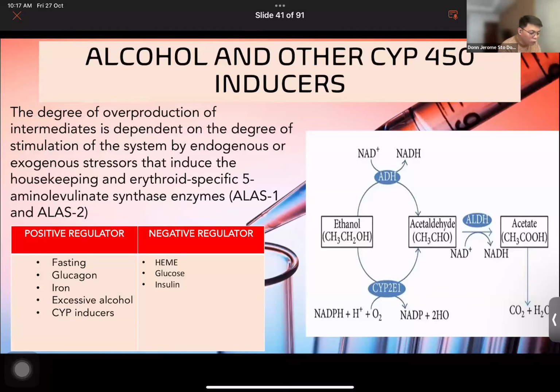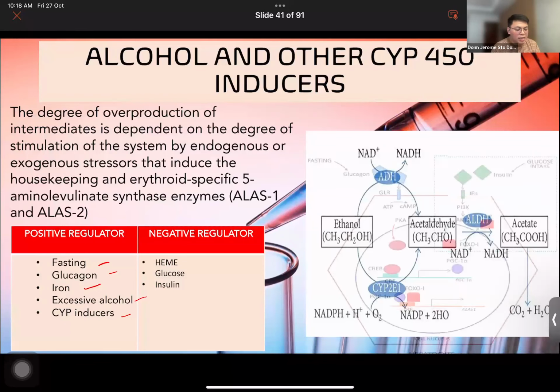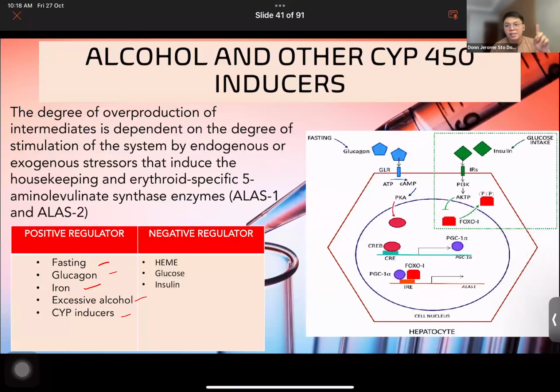Okay, sige. So, tapos na tayo sa iron, excessive alcohol, and CYP450 inducer. Let's look naman in fasting and glucagon. Pwede rin yan, no? Usually yung patient, kunyari, anorexic yung patient, ayaw niyang kumain. Tapos meron din pala siyang porphyria. Mape-precipitate din yung attack ng porphyria niya. Paano? Let's discuss first how we transcribe and translate ALAS.